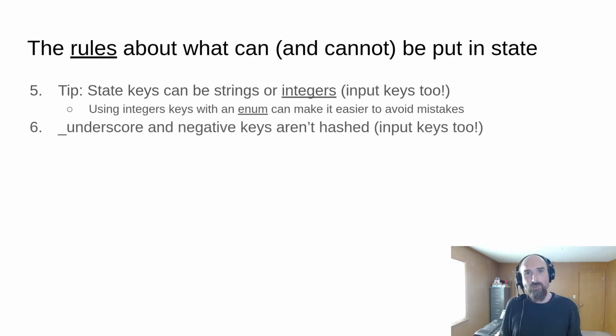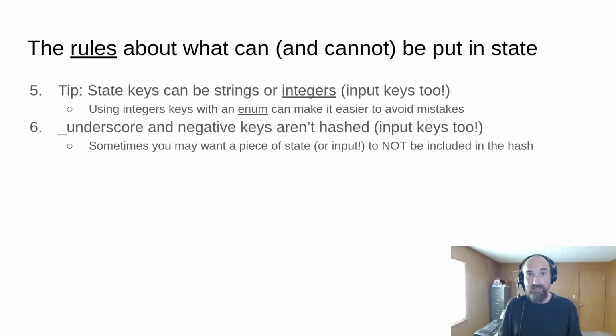Rule number 6. This one is also more of a tip or a tool rather than a rule, but state or input keys that start with an underscore or are negative numbers if you're using integer keys will not be included in the hash, which may come in handy if you find yourself in a situation where you need something included in state or input, but you don't want it included in the hash.